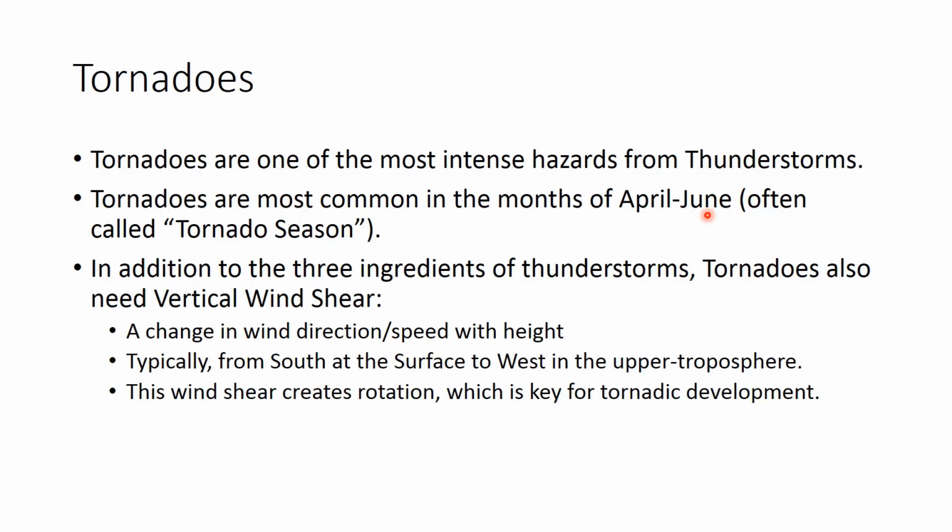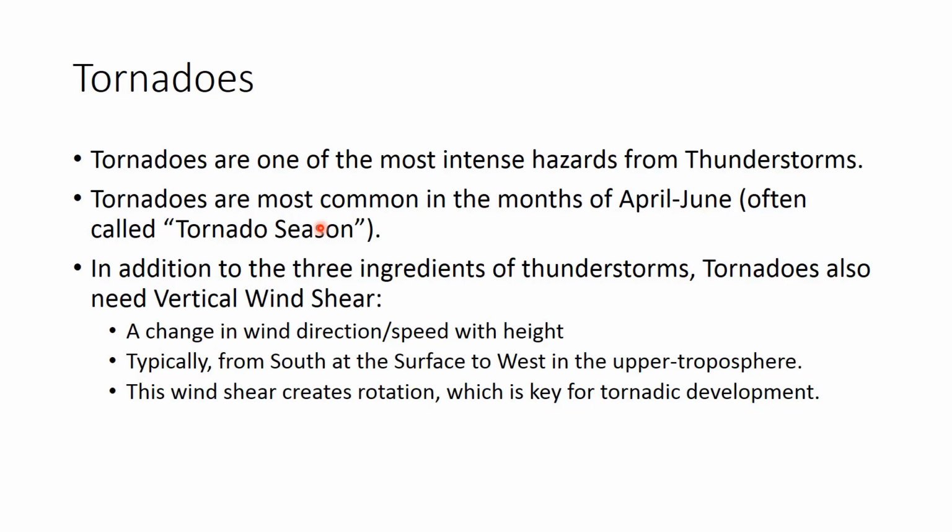One of the big hazards present in thunderstorms is tornadoes. Tornadoes are oftentimes, in fact, I'd even say that they are the most intense hazards from thunderstorms. They could be over a mile wide, have wind speeds in excess of 200 miles an hour. They can cause some tremendous damage.